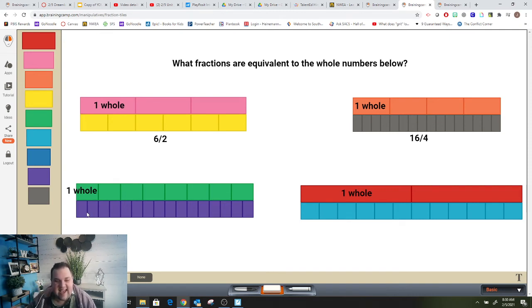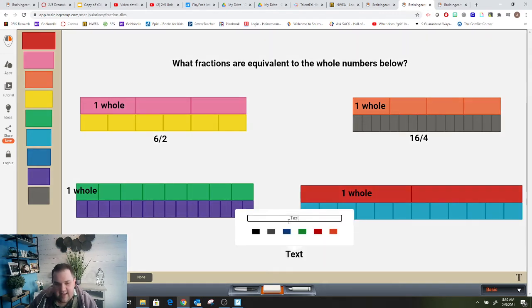All right, let's look at it together. I'm going to bring up my typing area and let's do some thinking together to see if you're correct. The numerator is how many pieces we see. There's 1, 2, 3, 4, 5, 6, 7, 8, 9, 10, 11, 12, 13, 14, 15, 16 pieces.